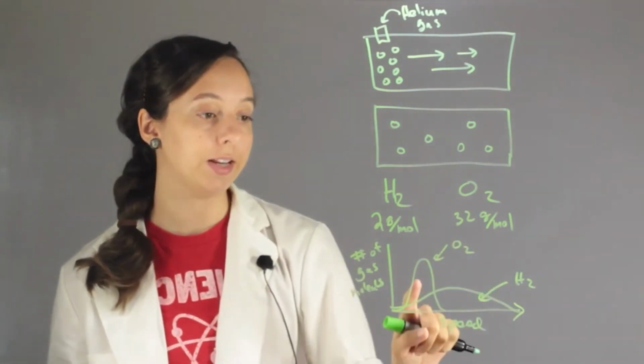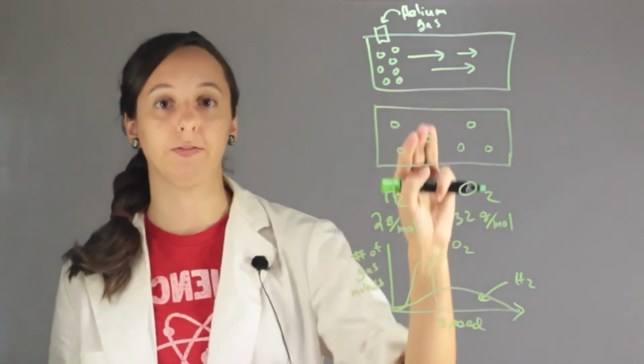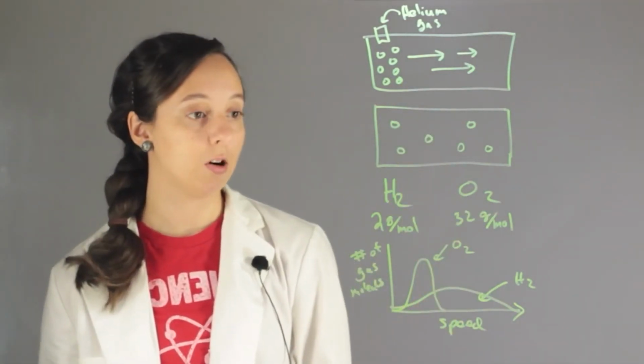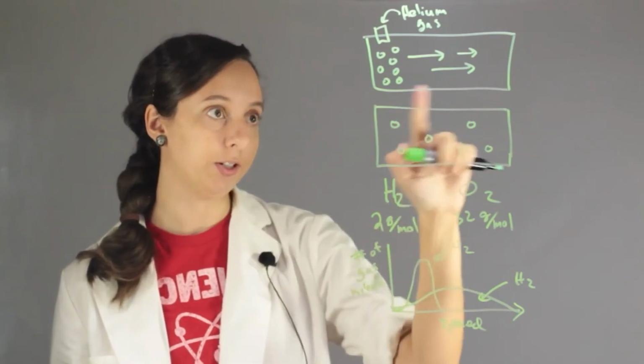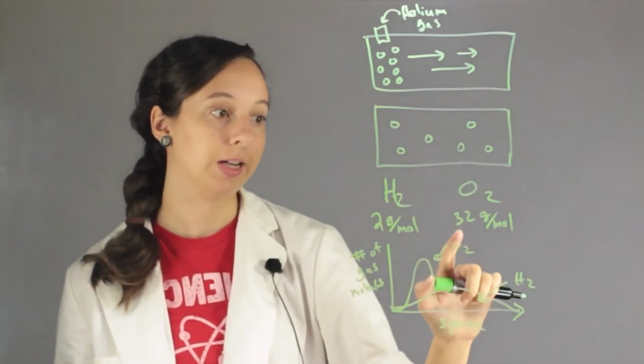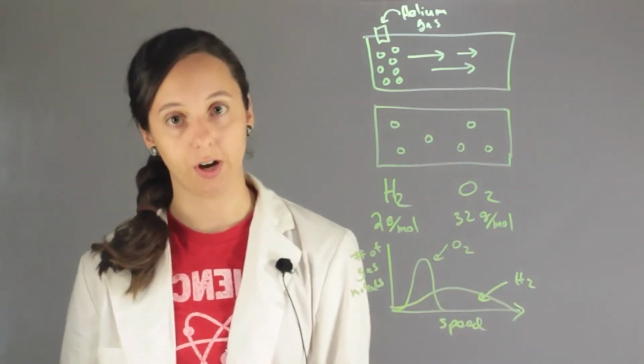And this slower rate is really going to affect how fast something can diffuse. So when you look at both of these gases, the lighter one is going to diffuse much faster. The heavier one, because of its molecular weight, is going to go slower.